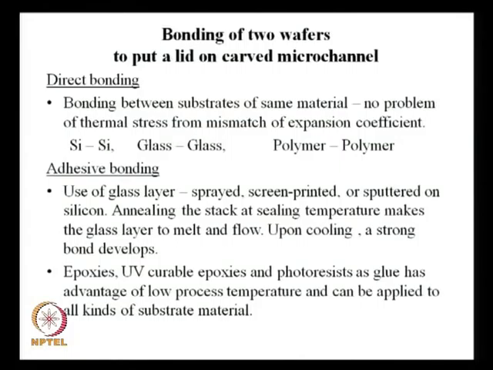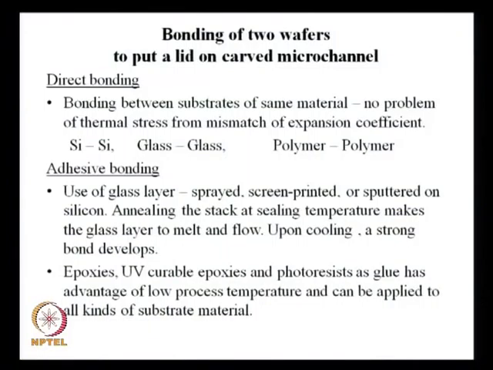Once you have made the channel the way you want, it could be a circular channel or a rectangular channel, then you have to put a lid on top and go for bonding, right. That is exactly what we have done previously with silicon, you remember, and then we talked about two types of bonding. One is anodic bonding and the other is fusion bonding, right.